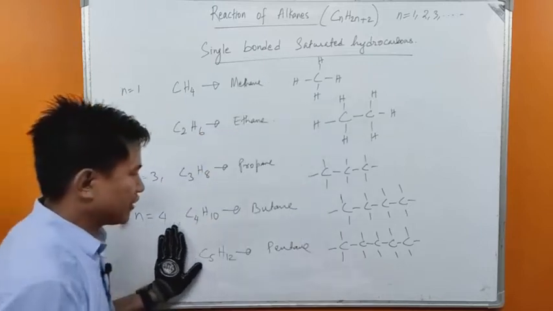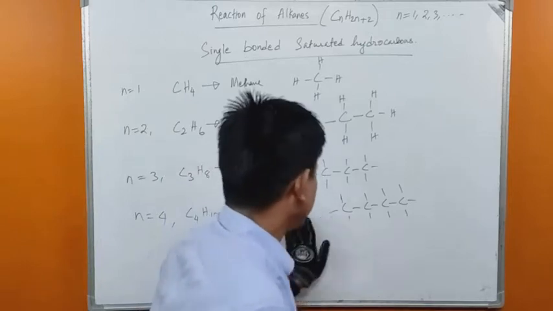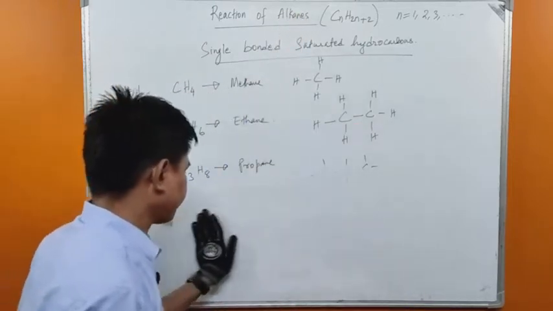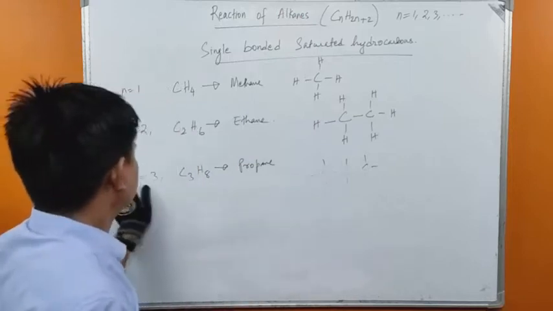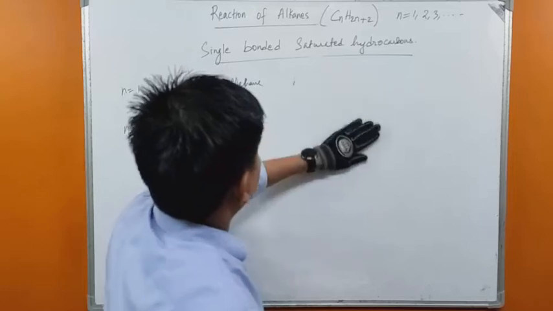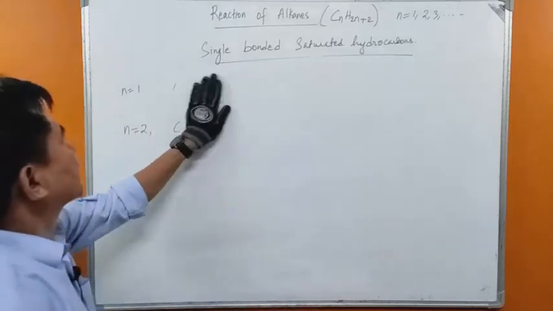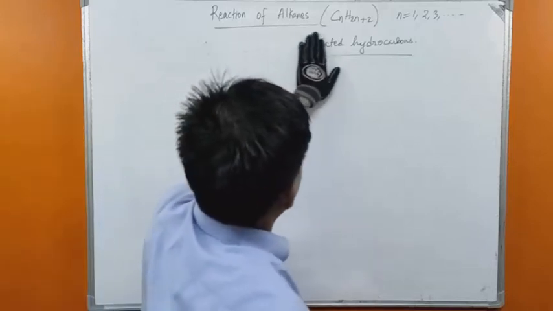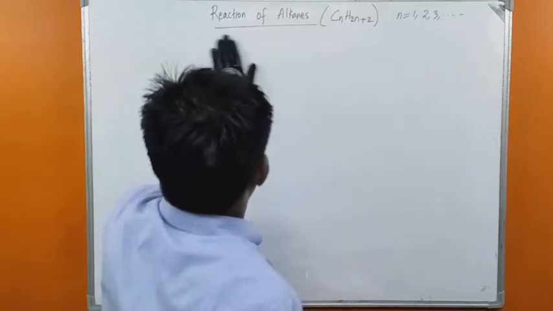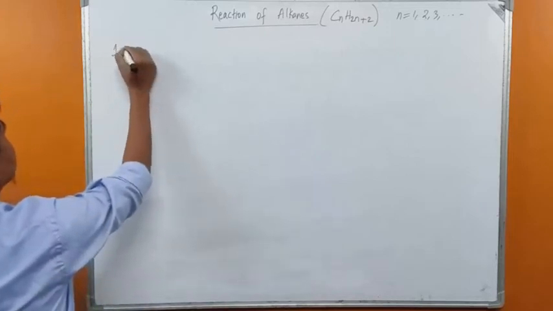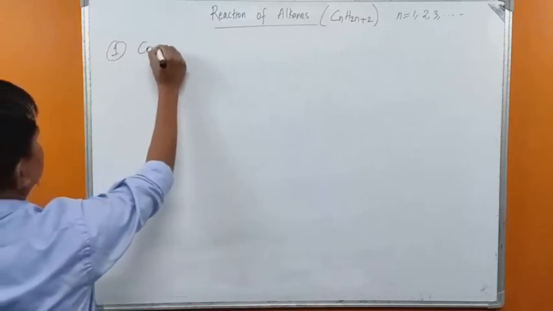So we know this. Now let us come to our main topic, that is the reactions of alkanes. Alkanes generally undergo 2 types of reactions, okay? First is the combustion reaction and the second is the substitution reaction or halogenation. Now let us discuss the combustion reaction first. Number 1 is the combustion reaction.